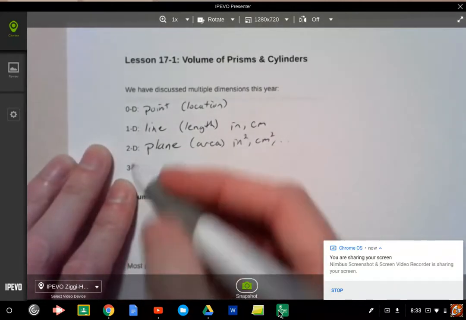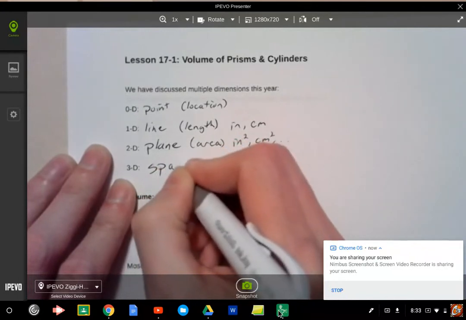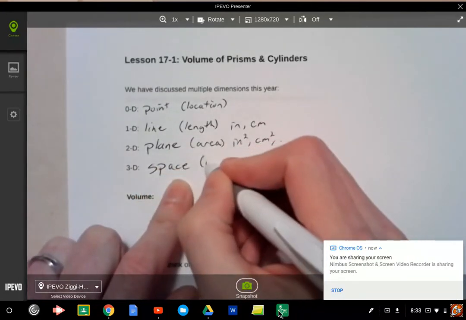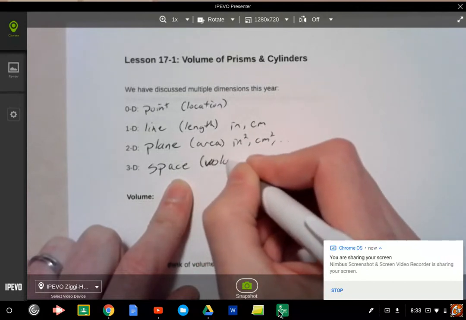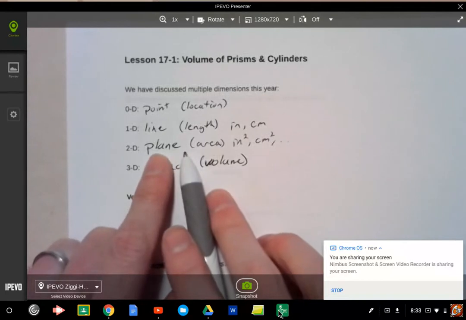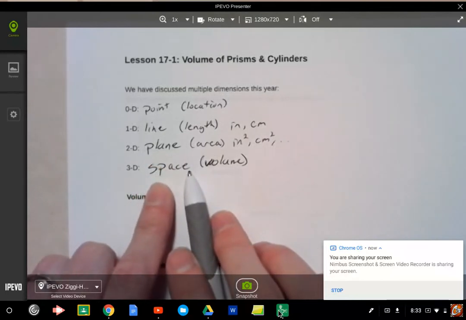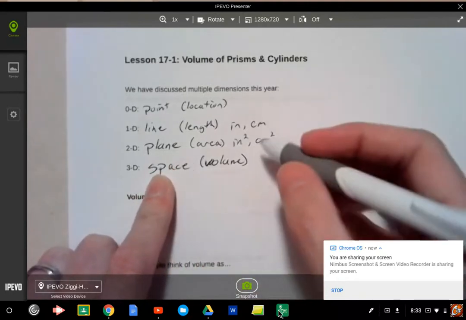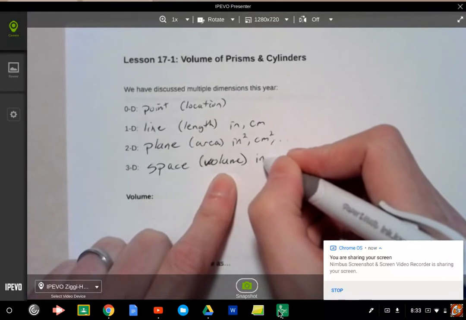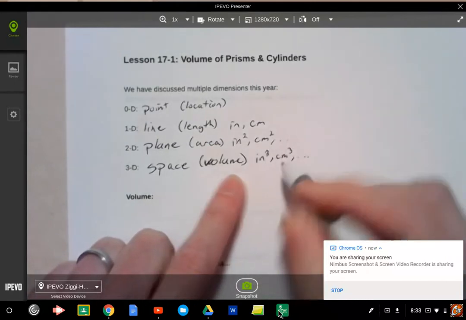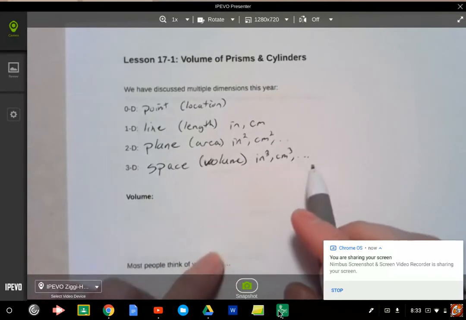And now three dimensions, we're talking about in a space. Okay, so that space, we now talk about measuring the volume of an object. Again, we've seen some two-dimensional measurements of a three-dimensional object. When we talked about the surface area, we're applying two-dimensional analysis to a three-dimensional object. But when we talk about volume, now we're talking about that third-dimensional analysis. Okay, so we're talking about cubic inches and cubic centimeters.